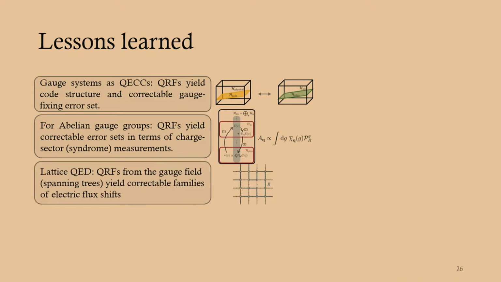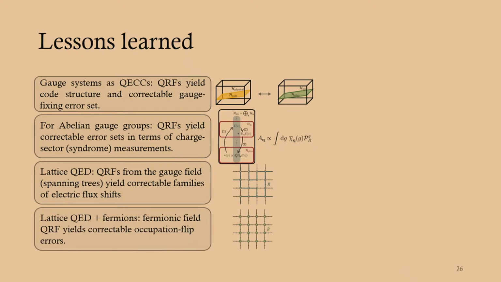Then for lattice QED, we can find quantum reference frames from spanning trees on the gauge field, and these all yield us families of correctable errors, which consist of electric flux shifts on the spanning trees. And similarly, if we include fermions into our model, then the fermionic field quantum reference frame yields a set of correctable errors, which are occupation number flips on each site.